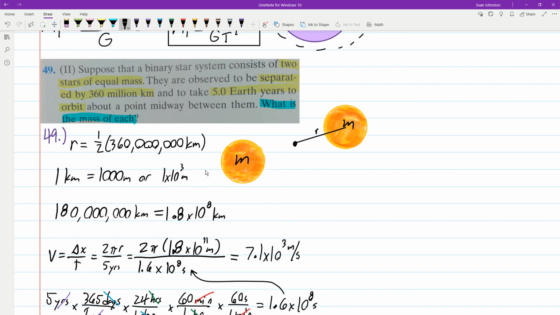And so you will have to use not one r as the radius. They are 2r apart from each other, because there's r and there's r again. So you'll have to use 2r for your radius in Newton's universal law of gravity once you set those equal.